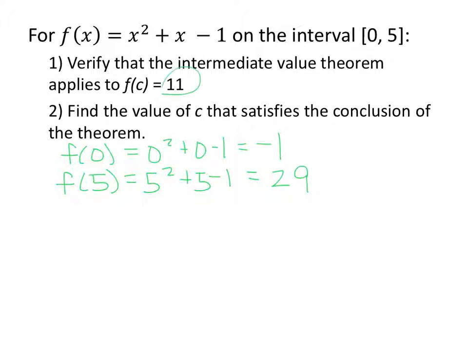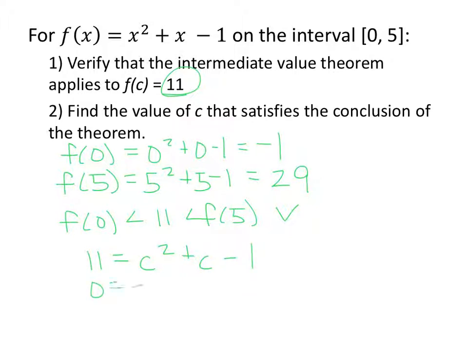And we can see here very clearly that f of 0 is less than 11, which is less than f of 5. So that part holds. So we know that there has to be a c that exists to make this true. So that means I want to know, when does my function 11 equal c squared plus c minus 1? And we're going to solve for c.